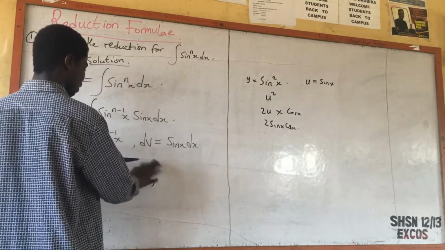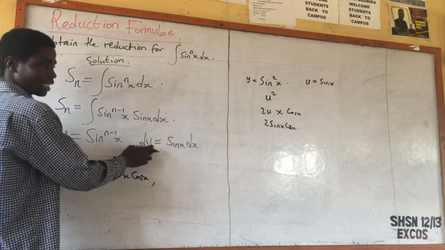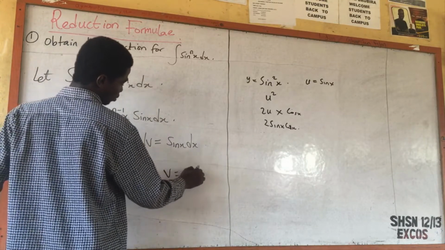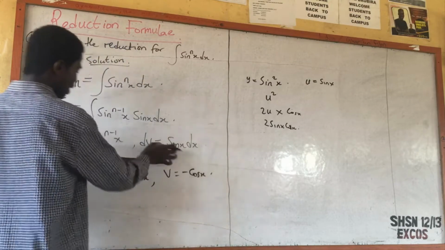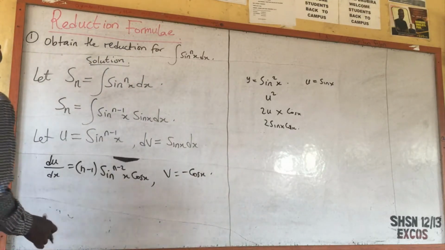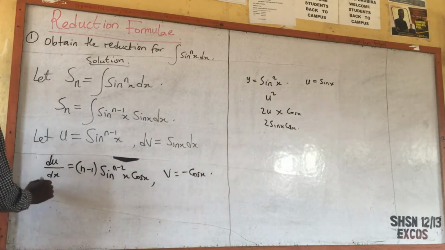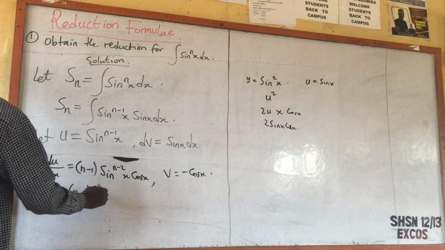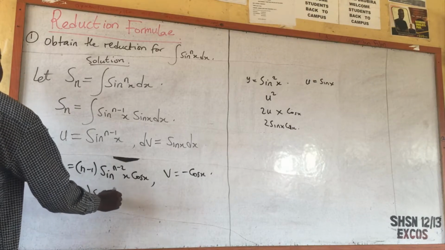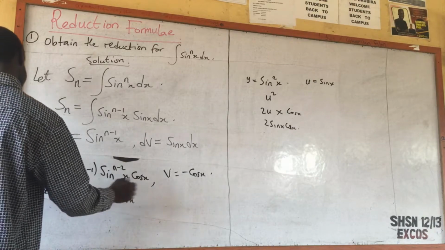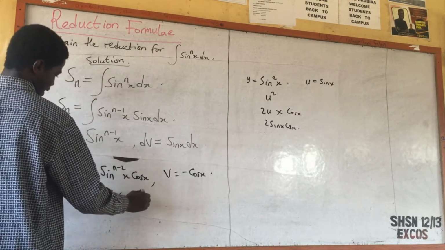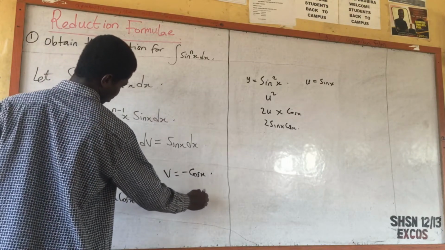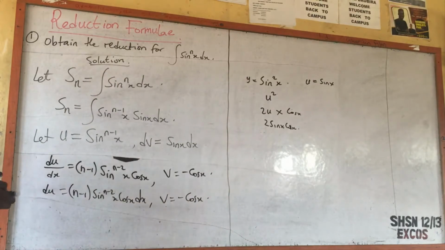Then this one, you have to integrate. Integrating both sides, integrate sine x, you have minus cos x. So that means that u will now be equal to (n minus 1) sine^(n-2) x cos x, and v will be minus cos x. So that's what I'm going to have.